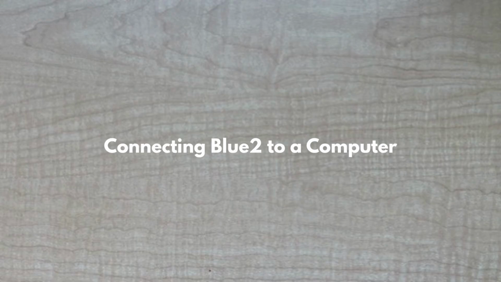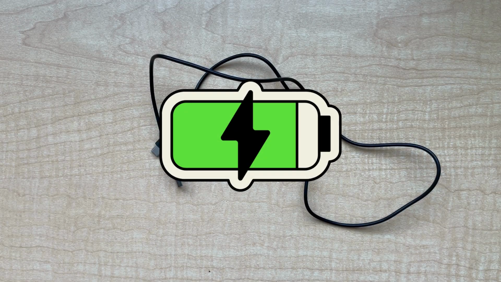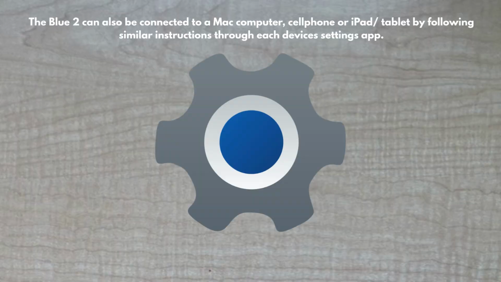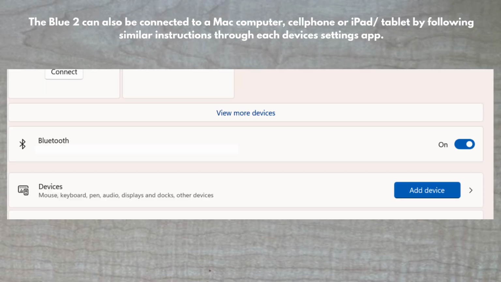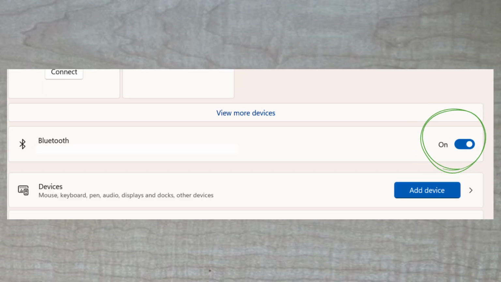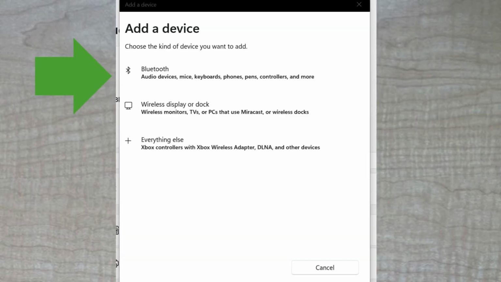Step 1. Connecting the Blue 2 switch interface to a computer. The Blue 2 interface comes with a cable to both charge the device and connect it to the computer. Ensure the device has been sufficiently charged before beginning. On your Windows PC, navigate to the Settings app. Select Bluetooth and Devices. Turn the Bluetooth switch on. Click the Add Device button and then Bluetooth.